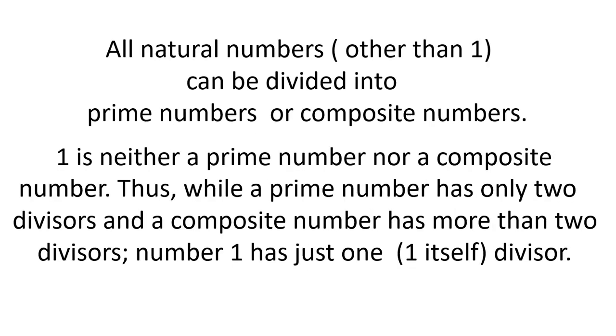All natural numbers other than 1 can be divided into prime numbers or composite numbers. Number 1 is neither a prime number nor a composite number. Thus, while a prime number has only two divisors and a composite number has more than two divisors, number 1 has just one divisor, that is, the number 1 itself.